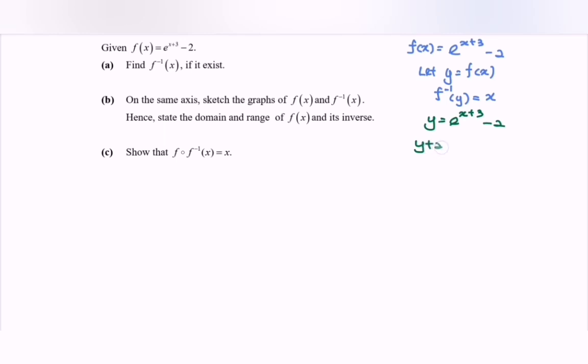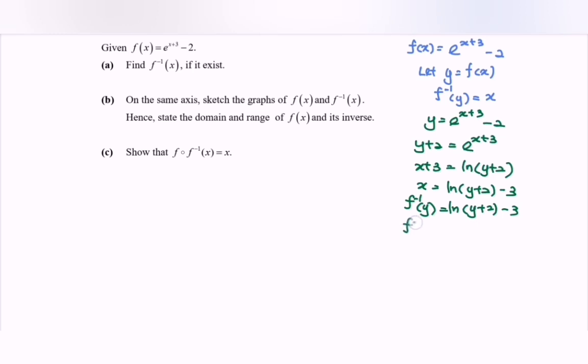So y plus 2 equals e^(x+3). Continue. Express x as the subject. So x plus 3 equals ln(y plus 2). Continue. x equals ln(y plus 2) minus 3. So f inverse of y equals ln(y plus 2) minus 3. So f inverse of x equals ln(x plus 2) minus 3. So that is the f inverse.